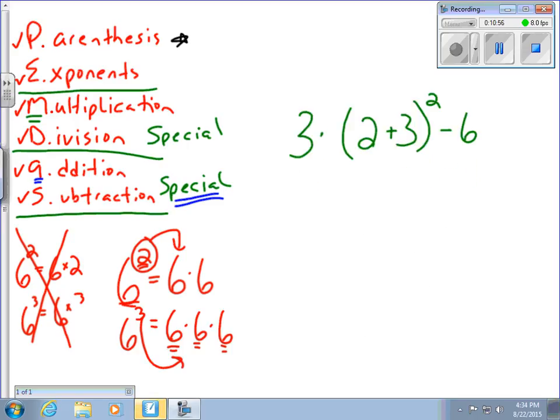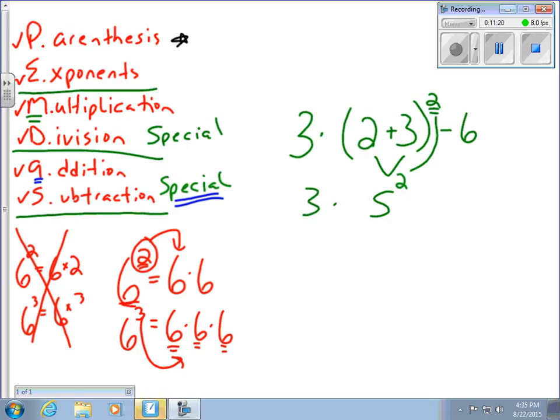All right, let's try one more problem here. Actually, we're going to do 2 more problems. This is a little bit trickier because we have an exponent. However, the exponent applies to everything in the parentheses. So I do the parentheses first. I have 2 plus 3 is 5. Once I have the 5, it's to the second power here. So 5 to the second power.